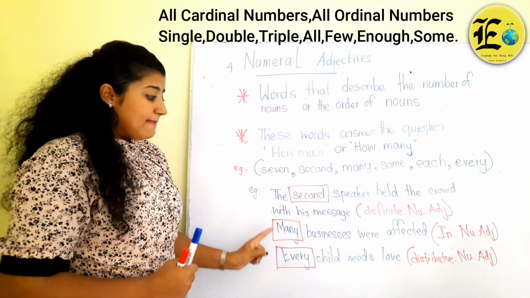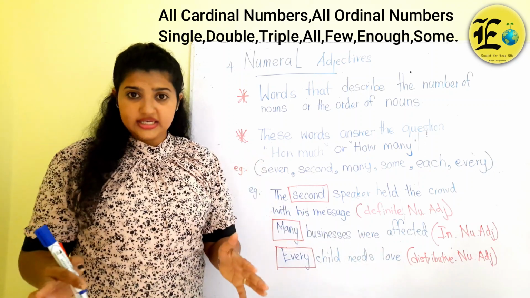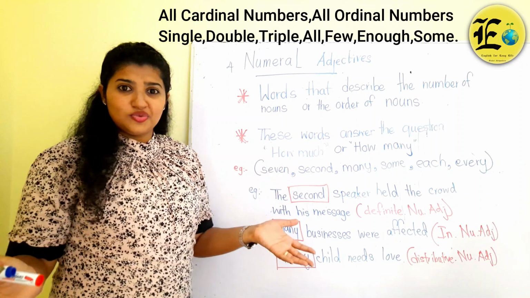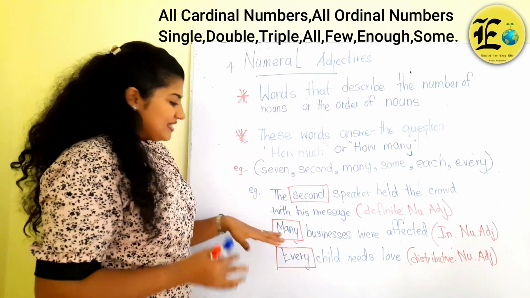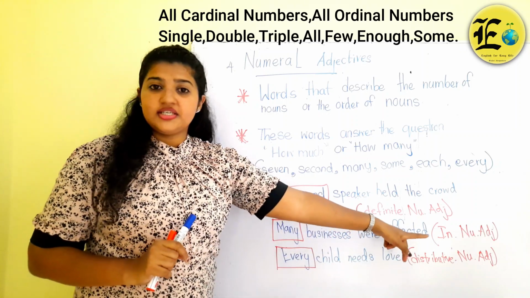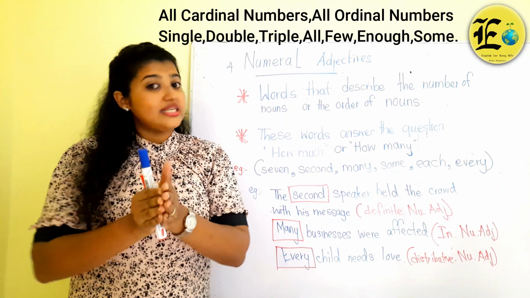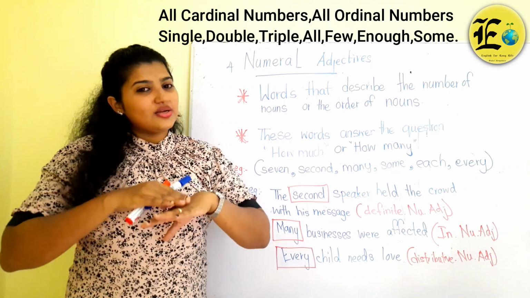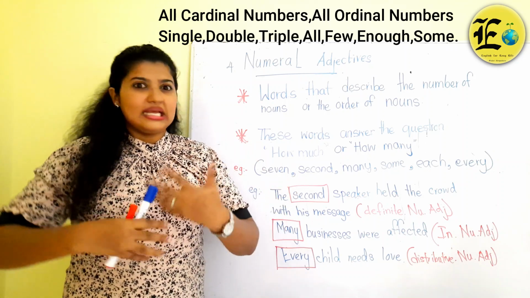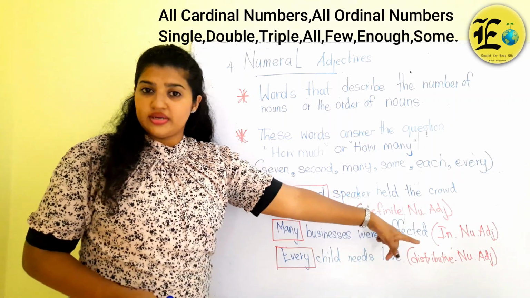Number two, many businesses were affected. So many businesses were affected during Corona. So that way, this word many is an indefinite numeral adjective because it does not show a particular number, but it shows that it is quite a lot of a number which cannot be described. That is why it is called an indefinite numeral adjective.